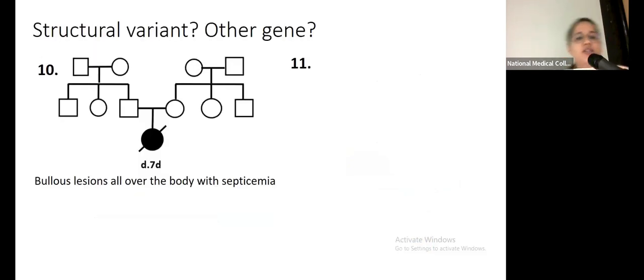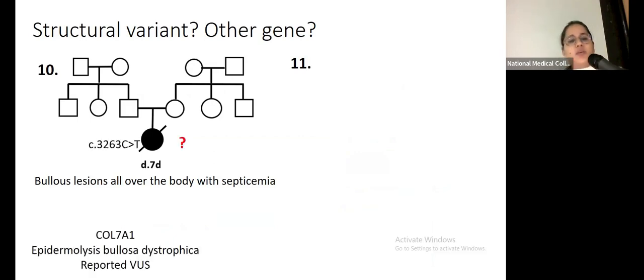Then in many cases we found that one of the parents was a carrier and the other was not. In this particular case, the child died at 7 days, and the parents say that the child had bullous lesions all over the body and died because of septicemia. On exome sequencing, we found that the father is a carrier of a variant of uncertain significance in the COL7A1 gene, but the mother was not found to have any variant in this particular gene. Not in this variant, she was not found to have a pathogenic or likely pathogenic variant in any of the genes which are associated with a similar presentation.